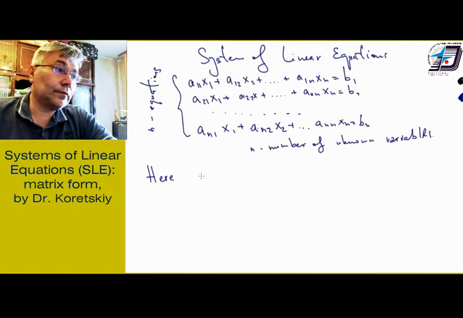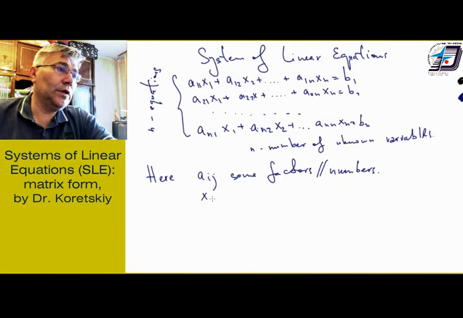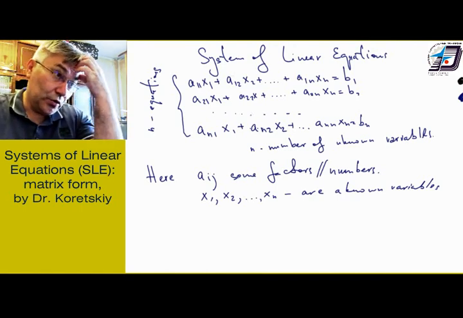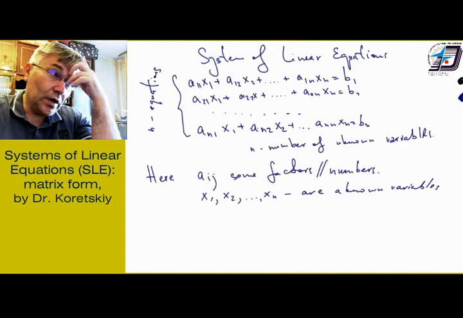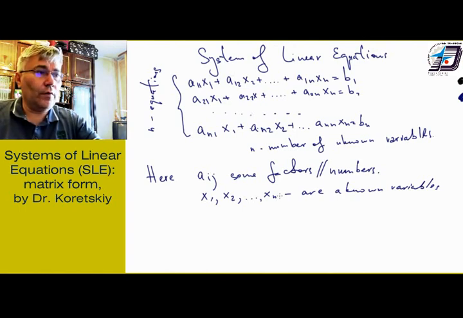Here the a's are some coefficients or numbers, and x1, x2, xn are unknown variables. So to solve the system of linear equations means to find all numbers for these unknown variables. If you find all of them, it means that you solved the given linear equations.